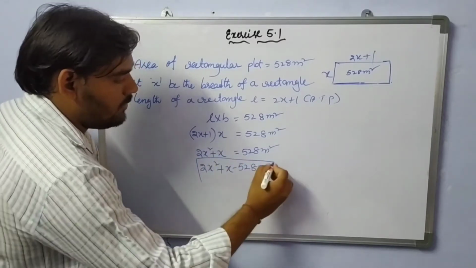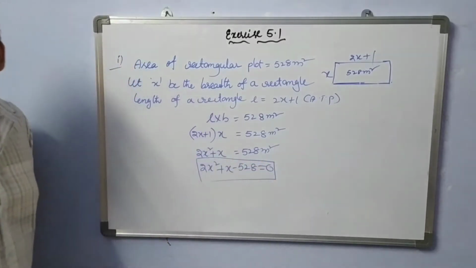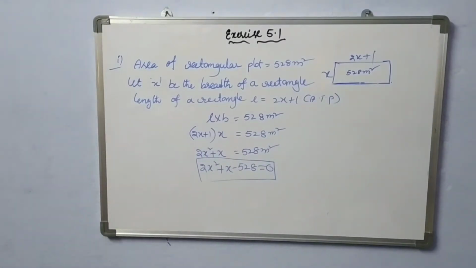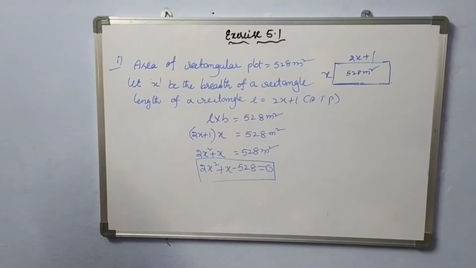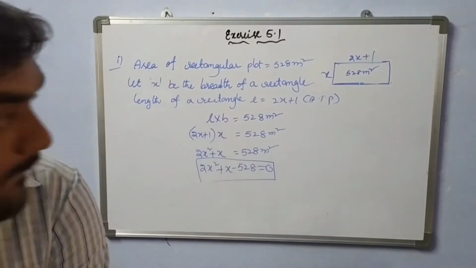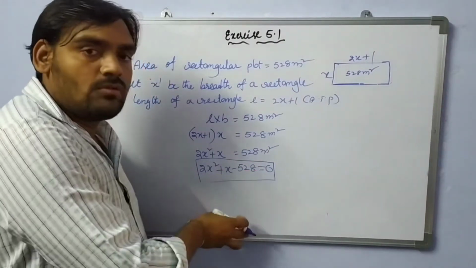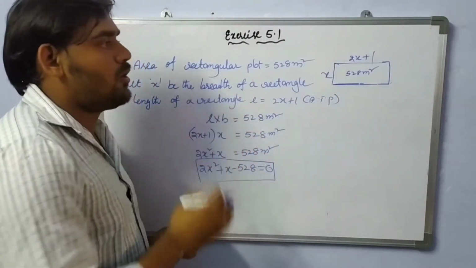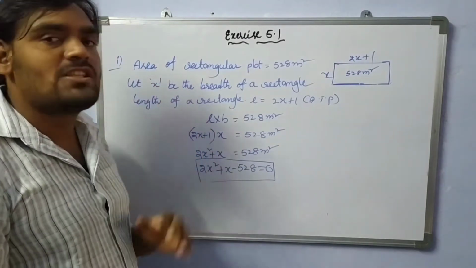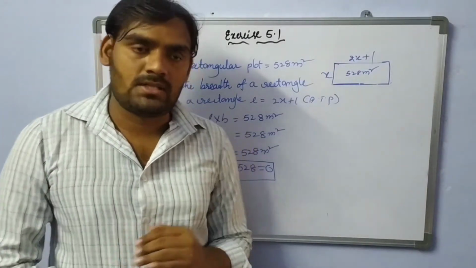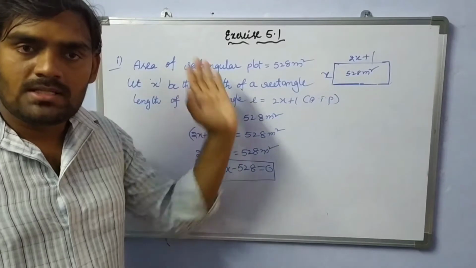It is in the form of a quadratic equation. Am I correct or not? It is in the form of a quadratic equation. After that, we need to find the length and breadth of the rectangle. What do we have to do? We need to simplify this one. But in this problem, we only need to write the given situations in the form of quadratic equations. So we have completed this one. Check once.